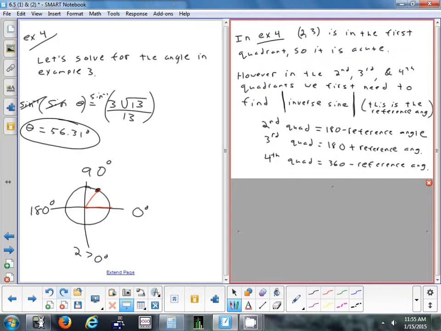Okay, so you find your reference angle by using inverse sine. And we take those bars there, that's the absolute value of it. Okay, we're looking for a positive value. And once you find that, just follow the formula. If your point is in quadrant 2, do 180 minus the reference angle. Quadrant 3, 180 plus.